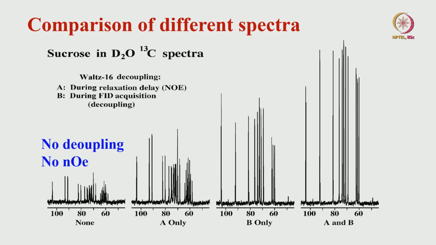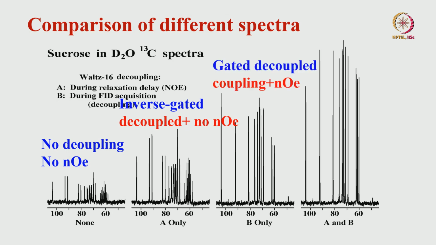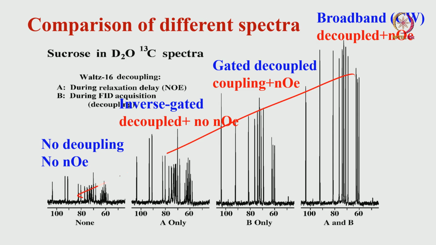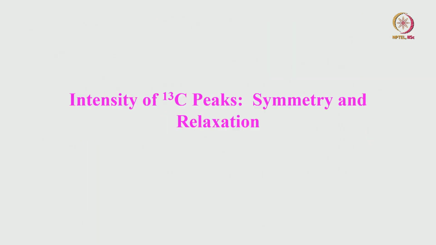See, this is a spectrum: no decoupling, no NOE; inverse gated decoupled, no NOE. This is gated decoupled, NOE; this is broadband decoupled, NOE. Look from here to here, what a gain in intensity you are going to get. And this is the experiment all of you would be doing every day. Okay? This is what I wanted to tell you about decoupling. I hope you got the feeling about decoupling.